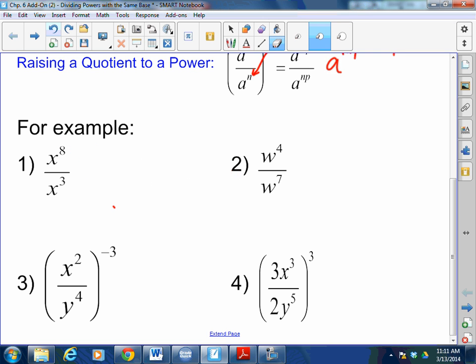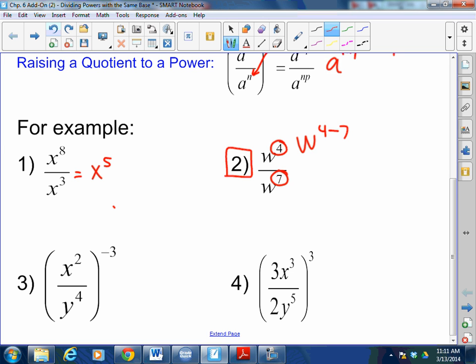Now, why do I have this trick? I'm going to show you right now. So this is x to the 5th. The technical way to do this is w to the 4th minus 7, right? It's this minus that, right? Which equals w to the negative 3, which equals 1 over w cubed. Does that sequence make sense?